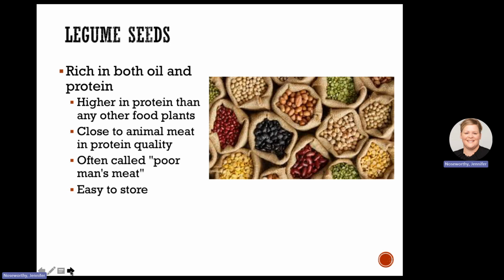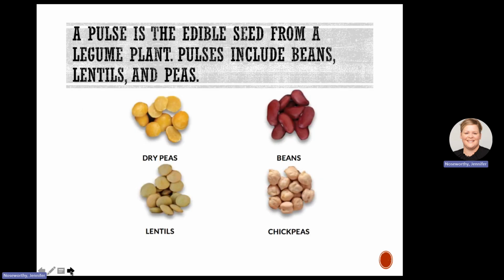The seeds also, in addition to having high protein, have a high oil content. And so it is said that they are the poor man's meat, because they can be eaten in place of meat, and yet you would still nutritionally benefit from the protein and the oil, and they're really even easier to store in many ways than meat, especially in early days.